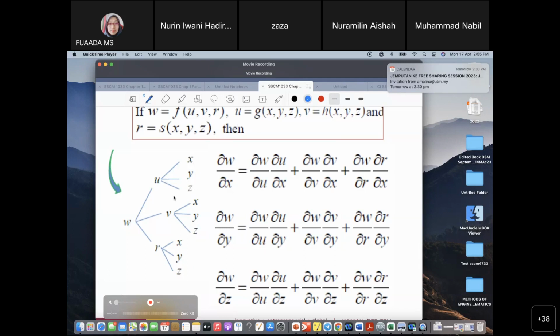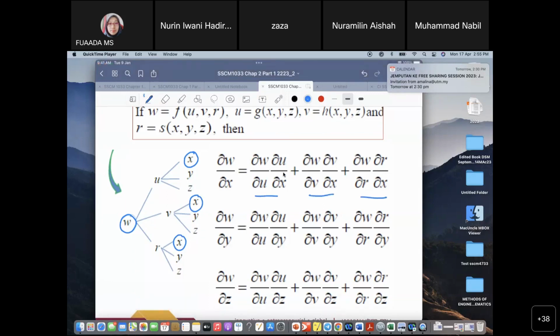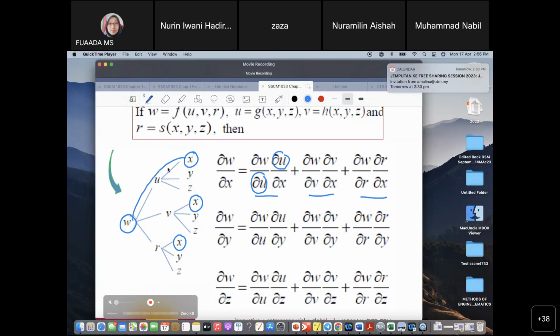So, you can have 3 lah. W ke X. So, W to X. Okay, so W to X, how many roots here? Sebab ada 3 cabang, so you have 3 roots. 3 roots, so maknanya 3 terms. 1, 2, 3. Okay, so the first one, V nak pergi ke X, dia melalui U. So that's why you have del W, del U, del U, del X.